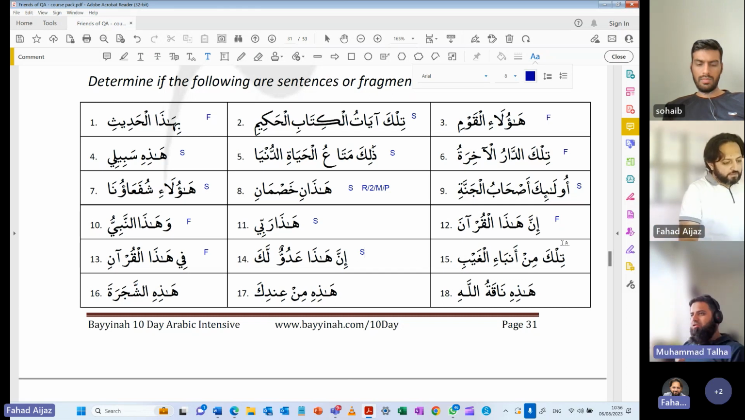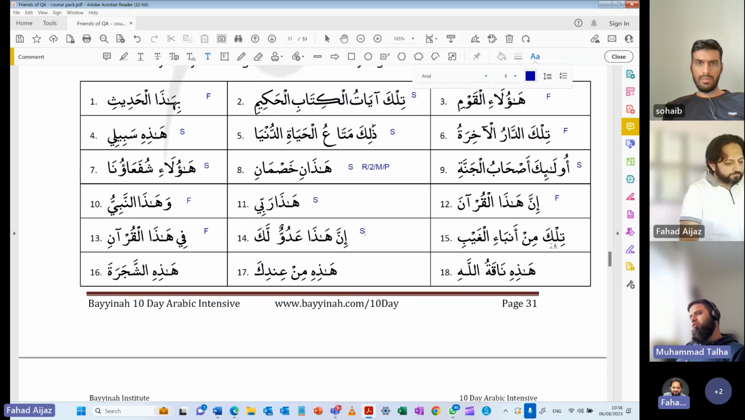Okay, one more thing. Aduwwun laka: maybe I'm overthinking. Lam is a harf of jar, okay. Ka is an attached form, which is a harf of nasab or jar, right? When you are saying lam is a harf of jar, then why are you confused? Kaf is not jar. Why is kaf nasab or jar?